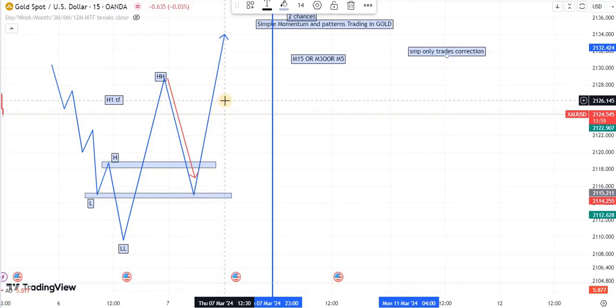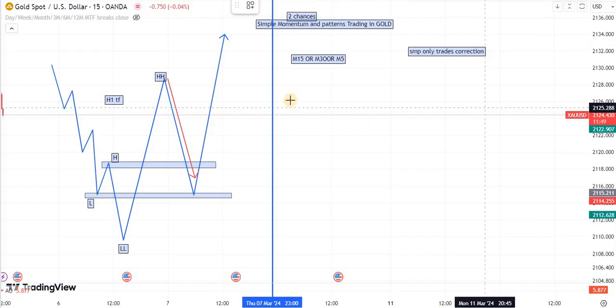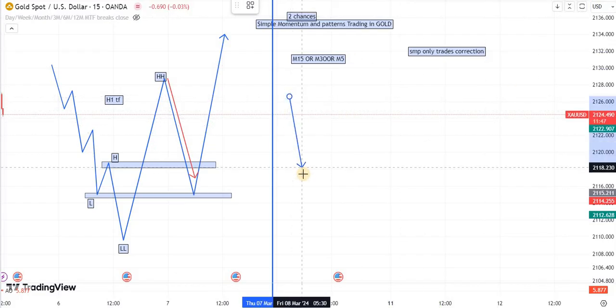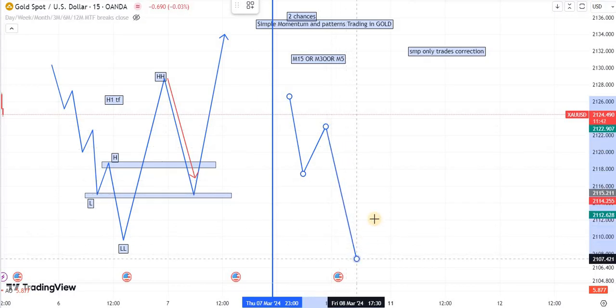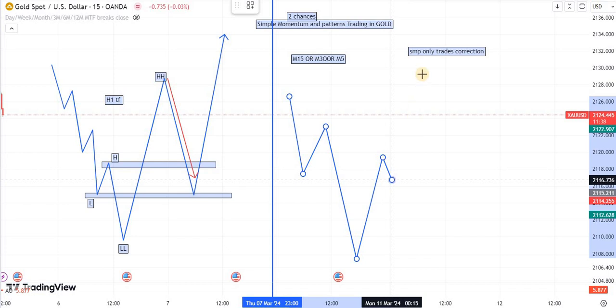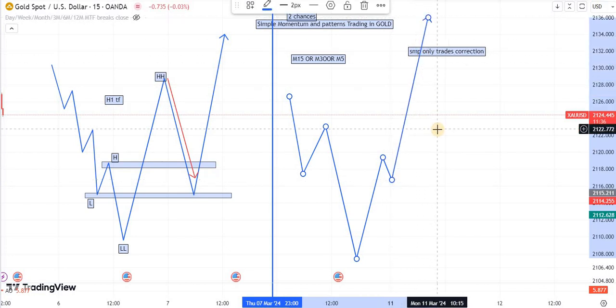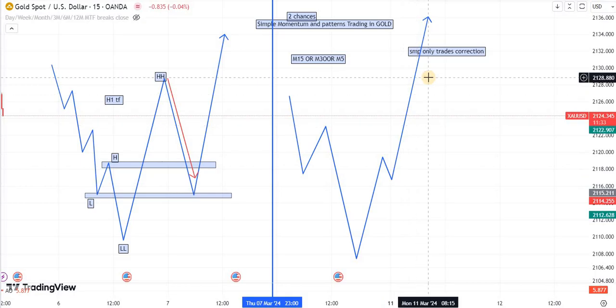So this is an H1 time frame. We have plotted our QM pattern on the H1 time frame. So what is the next step? The next step is that we have to plot, as you can see, this would be a 15 minute, 30 minute or 5 minute. So what we have to see, this is a crucial point.